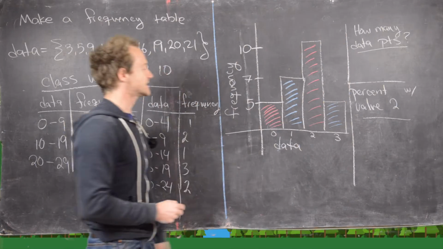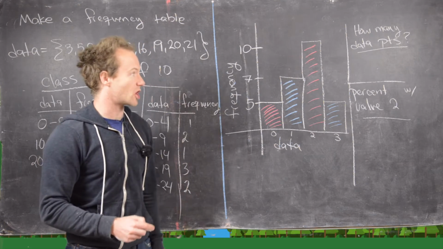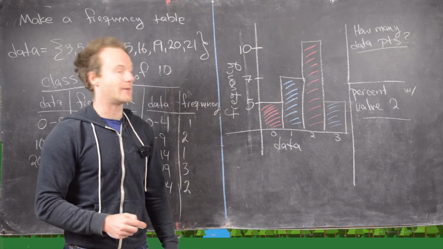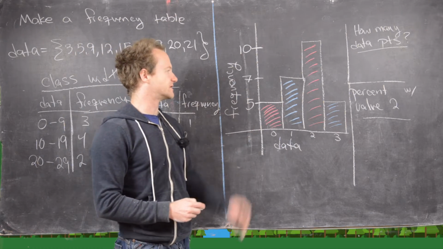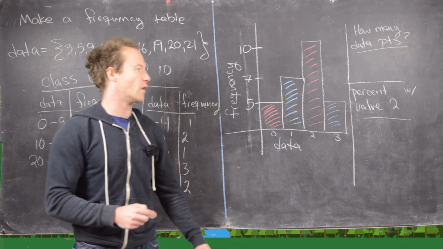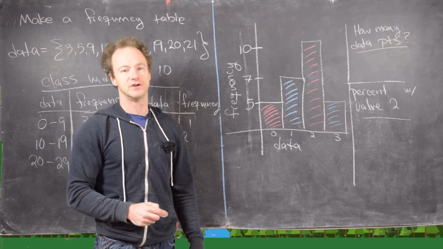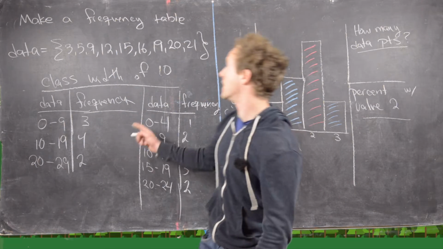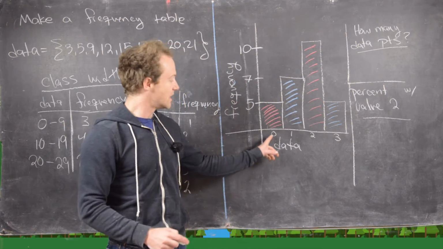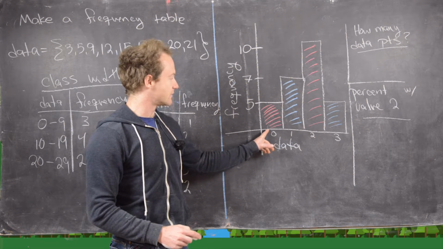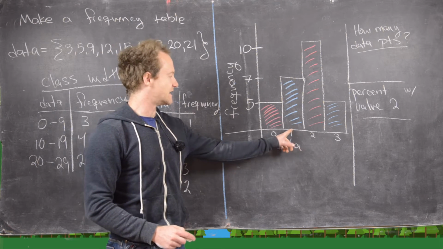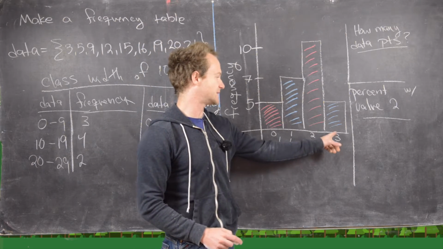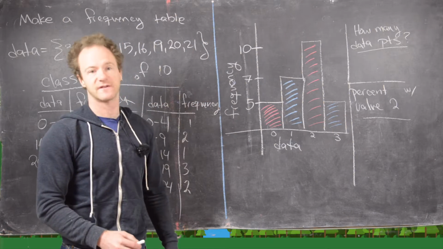Okay, so for our next example, we'll take this frequency chart and answer 2 questions looking at it. The first one is how many data points are in this study, and then what percent have a value of 2. So let's see how we can read this. We read this as a graphical version of a frequency table. So the data value of 0 occurs 5 times. The data value of 1 occurs 7 times. The data value of 2 occurs 10 times. The data value of 3 occurs 5 times.